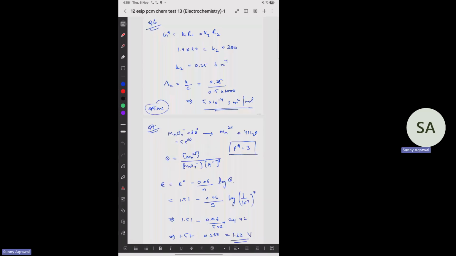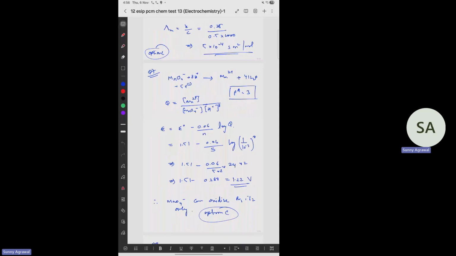Question number 7. Standard reduction potentials are given for MnO4 minus, where Mn is in +7 oxidation state, and Cl2, Br2 and I2. We have to check which of the following can get oxidized by MnO4 minus. MnO4 minus will act as an oxidizing agent.